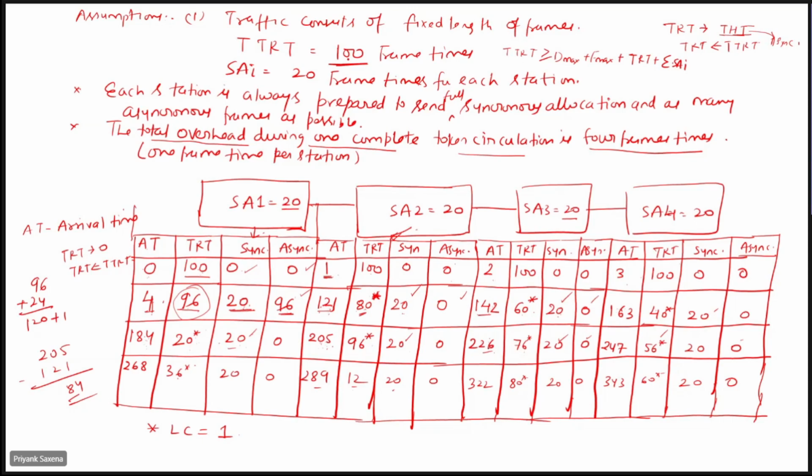See, the difference is 84, right? So it has come early by 16 units. So if it is early by 16 units, earlier it was delayed by 40 units. So how much is the time? 40 minus 16 is 24, na? So if you subtract it from 100, what will be value of this, 76 unit?